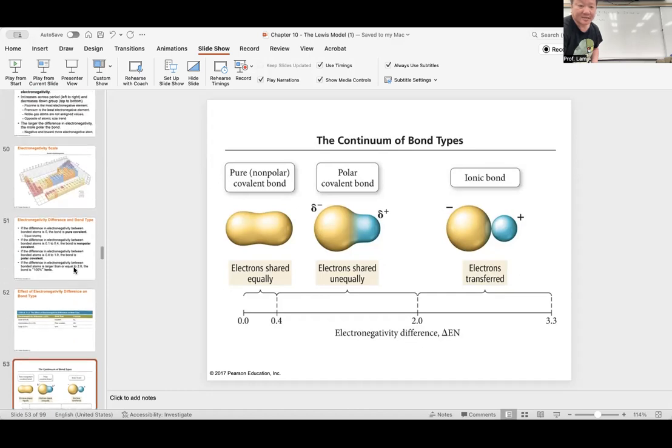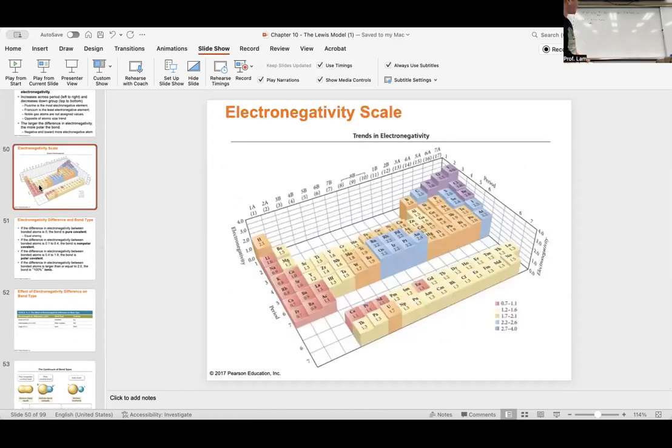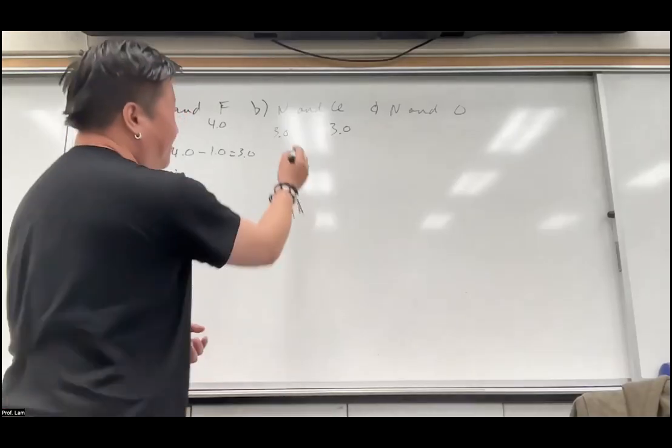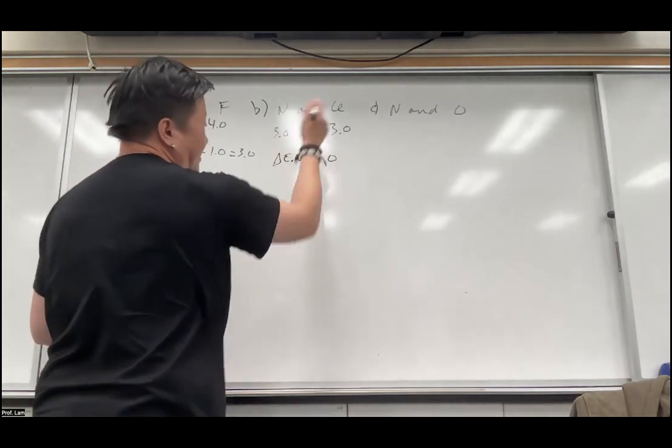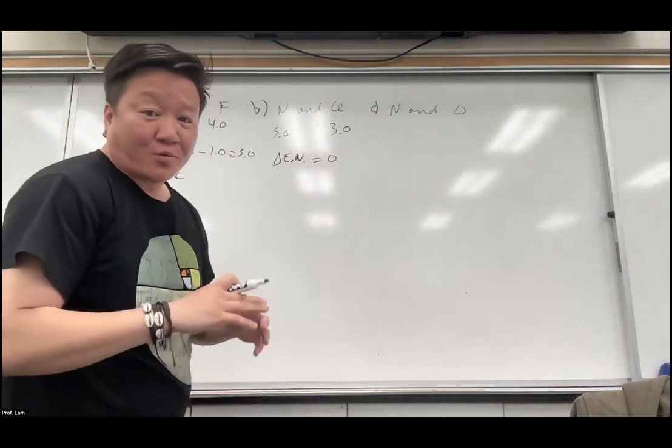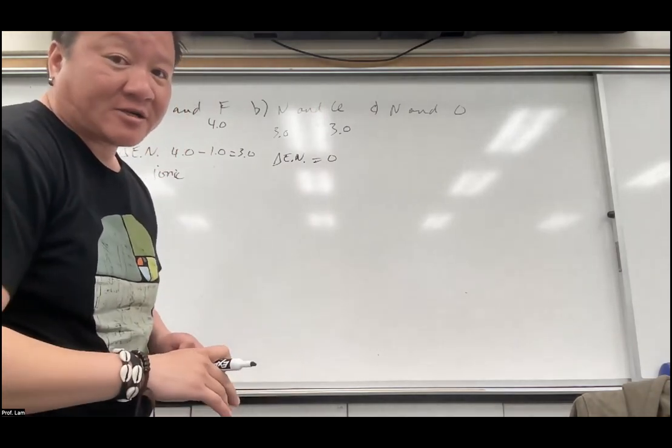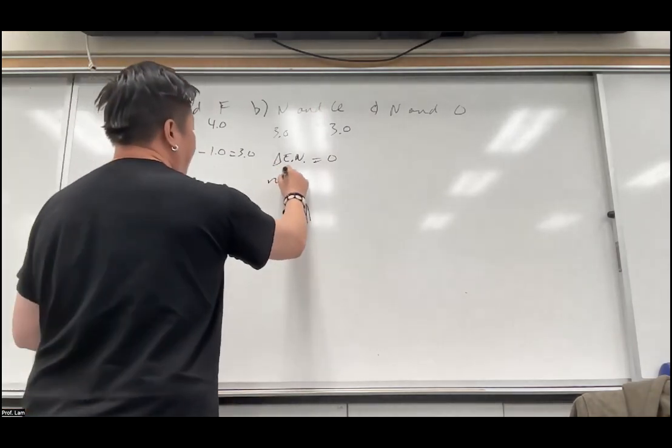Okay, let's do the next one. The next one, B, is between nitrogen and chlorine. Nitrogen is 3, and chlorine is 3 as well. That's pretty obvious. They're both the same electronegativity, so 3 minus 3 is 0. So we don't have polarity. It's a non-polar bond.